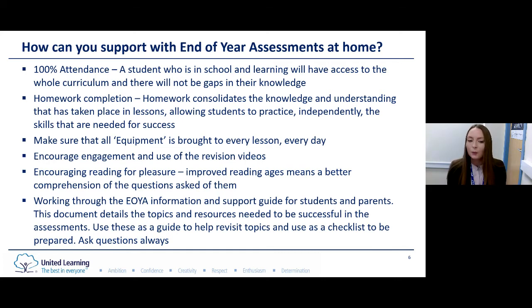And finally, work through that end of year assessment information and support guide with your child. The document, as discussed already, will detail the topics covered in those end of year core assessments and hints at or links to resources that students can access to support revision. We'd really suggest using these as a guide to revisit topics and also using it as a checklist to help your child be as prepared as possible for these upcoming assessments.